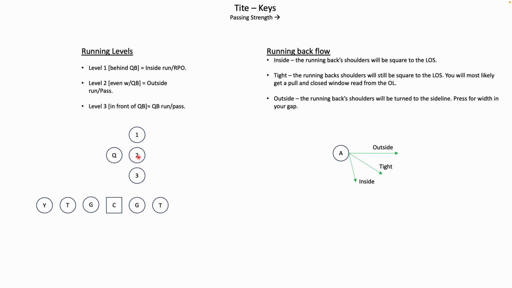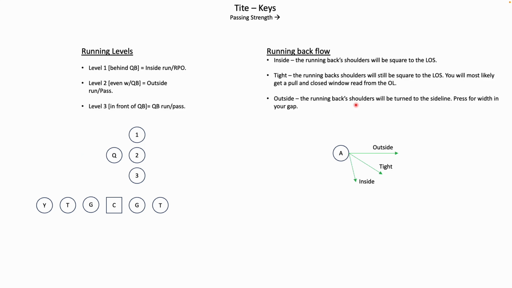If it's a level two, we are expecting an outside run, so like outside zone or sweep or something like that, or a pass. If the running back is in a level three position, which is in front of the quarterback, we're expecting them to block. This is sometimes called a sniffer or a Y off or something like that. Stack and nub, those are all terms I've heard. So we're thinking either quarterback run or this person's in the three position to help with pass protection. Before the play, we just want to note the level of the running back.